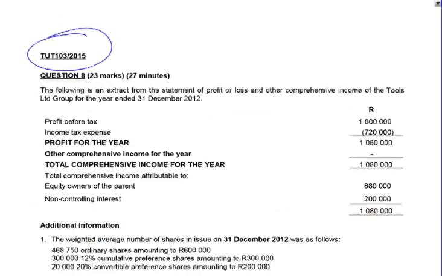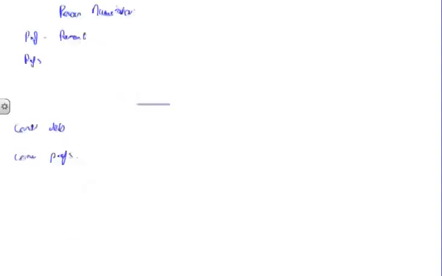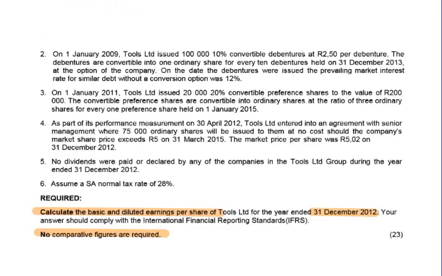So looking at the question then, let's see what it is they've given us. Starting off with the profit attributable to the parent, 880,000. That's probably worth the mark, so it's better than nothing, that's for sure. 880,000, I'll put that in place.